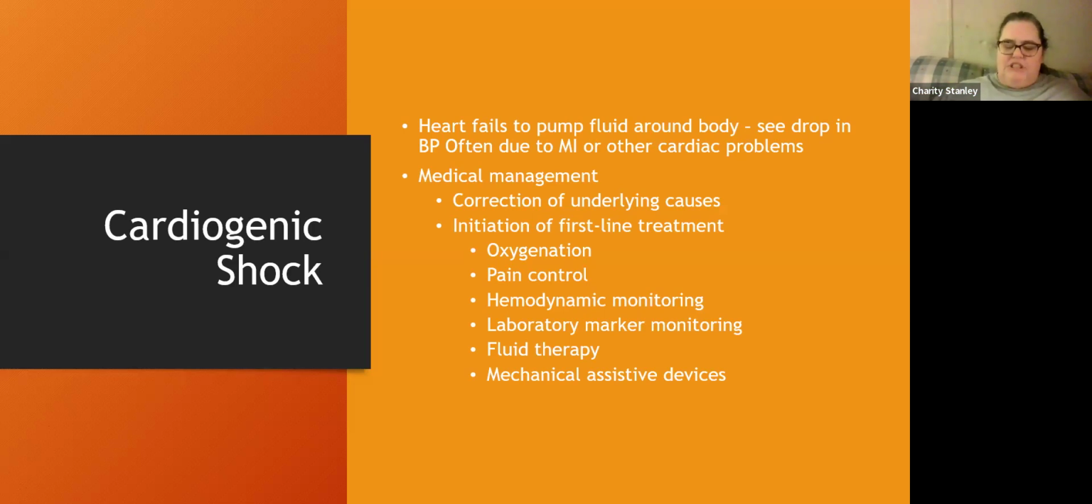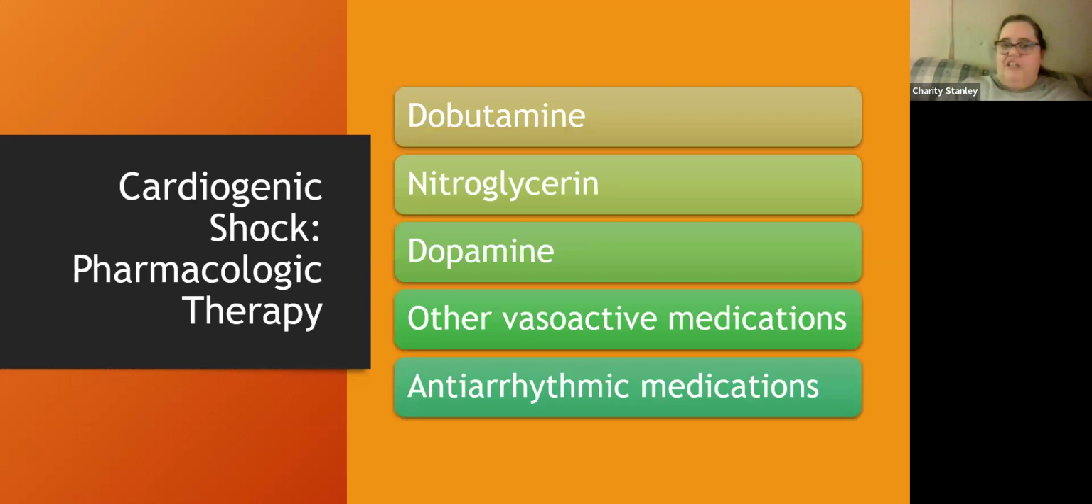Look at drawing some tissue markers for cardiac damage, going way back to that cardiac section: troponins, CPK-MB for myocardium and brain. Do we need something to take over the role of the heart? That would be a mechanical assist device, like an LVAD, left ventricular assist device. So that can help improve cardiogenic shock as well.